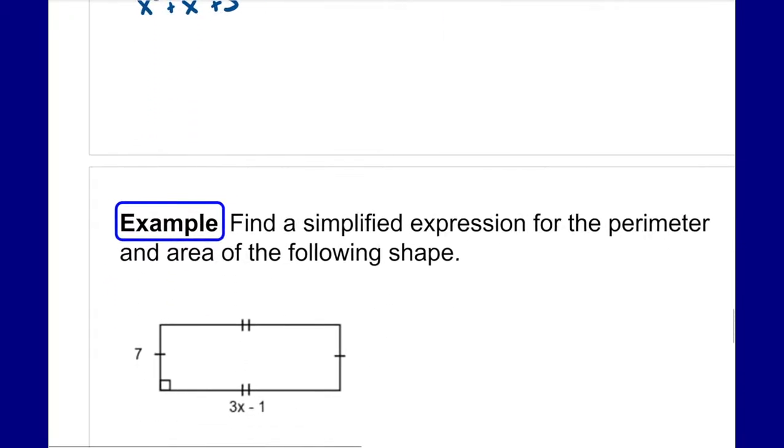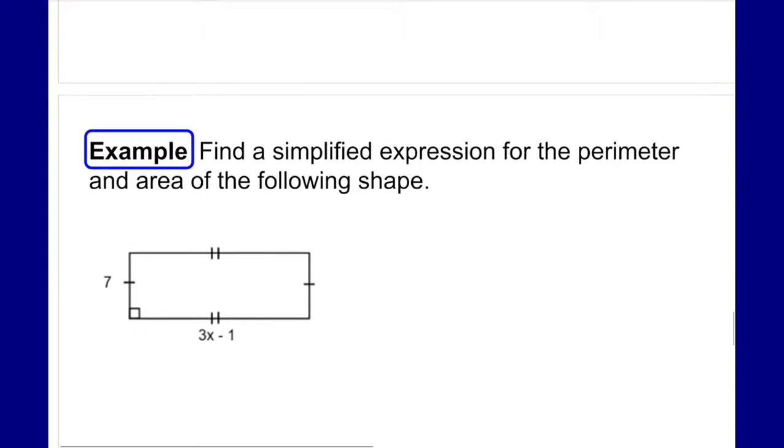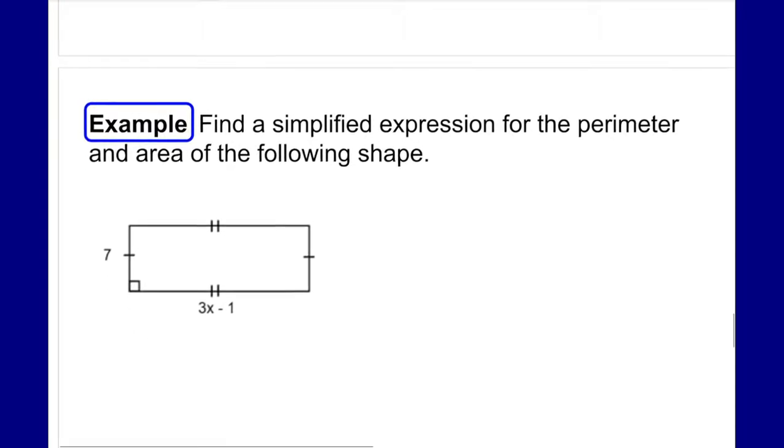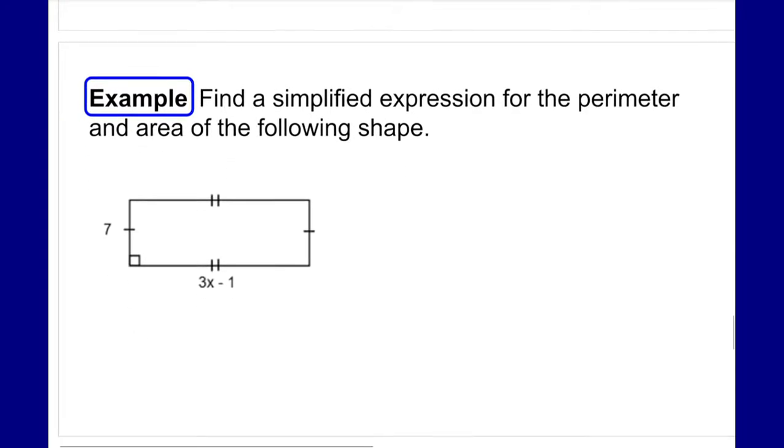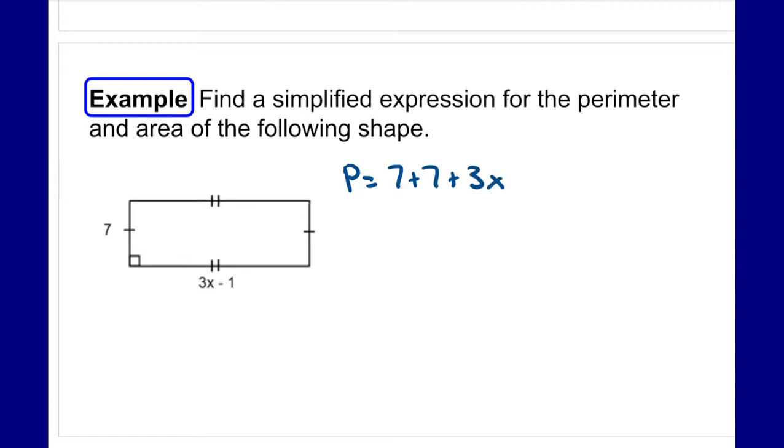So what we're going to do now is look at finding a simplified expression for the perimeter and the area of the following shape. Well, perimeter we should be used to because we did that in the previous lesson. So the perimeter is equal to all the sides added up. So 7 plus 3x minus 1 plus 3x minus 1.